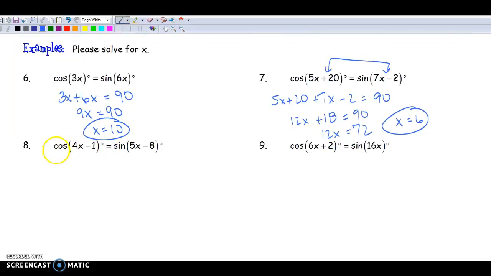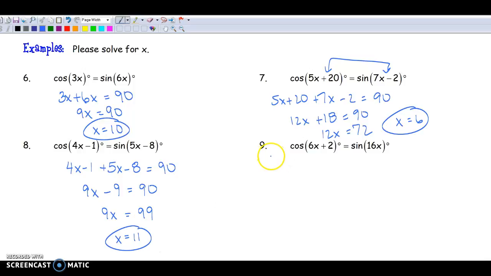Same thing here. Cosine of some angle equals the sine of the other angle. They have to be complementary. So if I add those two up, it should equal 90. 4 and 5 makes 9x. Negative 1 and negative 8 makes negative 9. Add the 9, you get 99. Divide, you get 11.